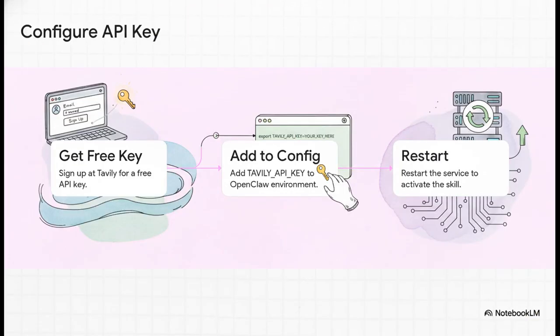That's it. Now, because this skill uses an external service, there are just a couple of quick setup steps. You'll need to go to the Tavili website, sign up for a free account, and grab an API key. Then you just add that key to your OpenClaw configuration panel, give the service a quick restart, and boom, the skill is now live and ready to use.